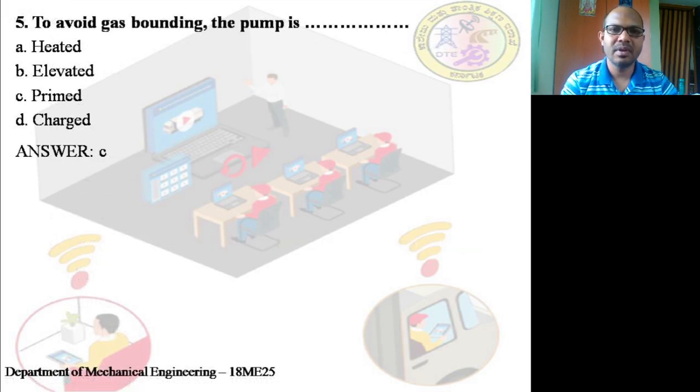The last question: to avoid gas binding, the pump is heated? No. Elevated? No. Primed? Yes. Is it charged? No. To avoid gas binding or air entrapment, we always go for priming. So this will end the second module.